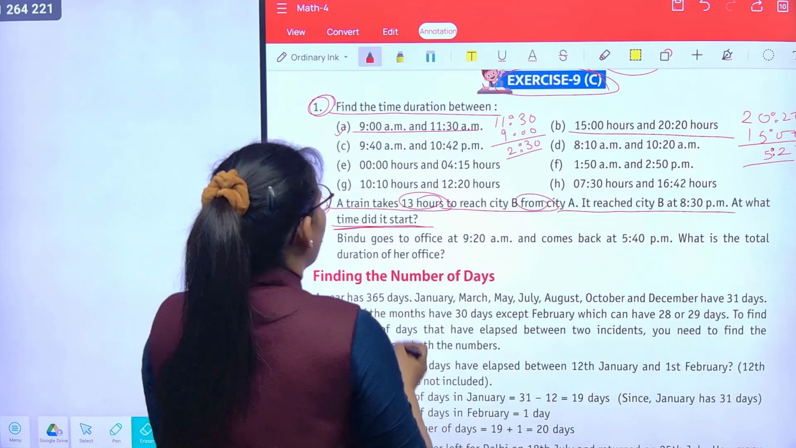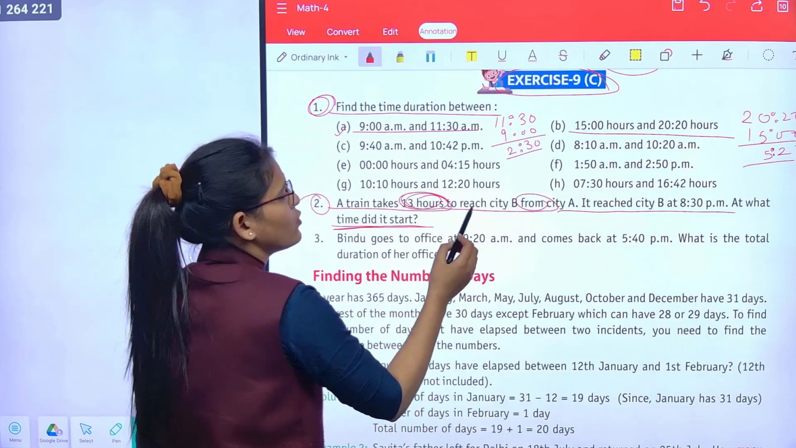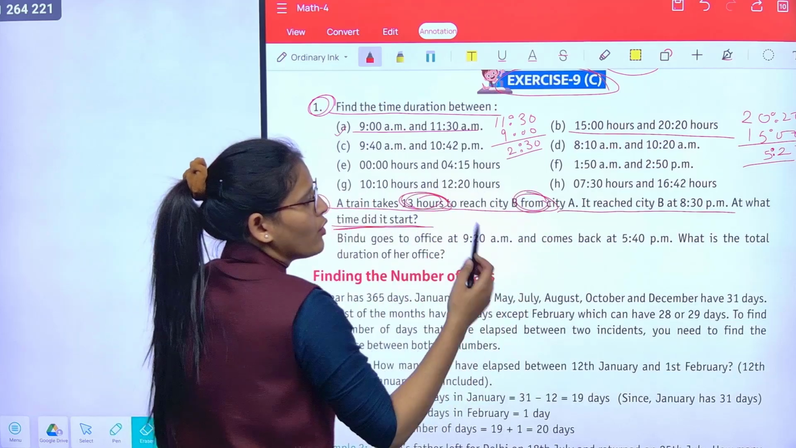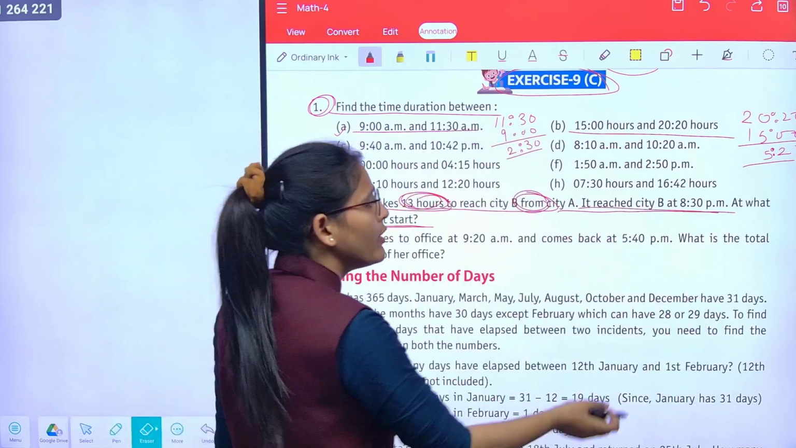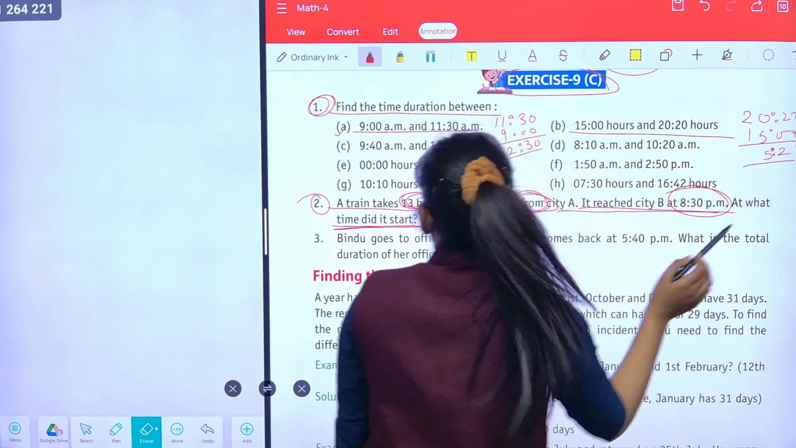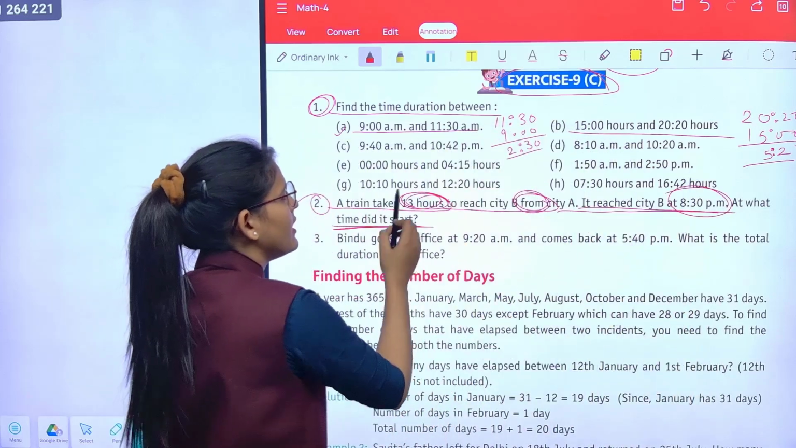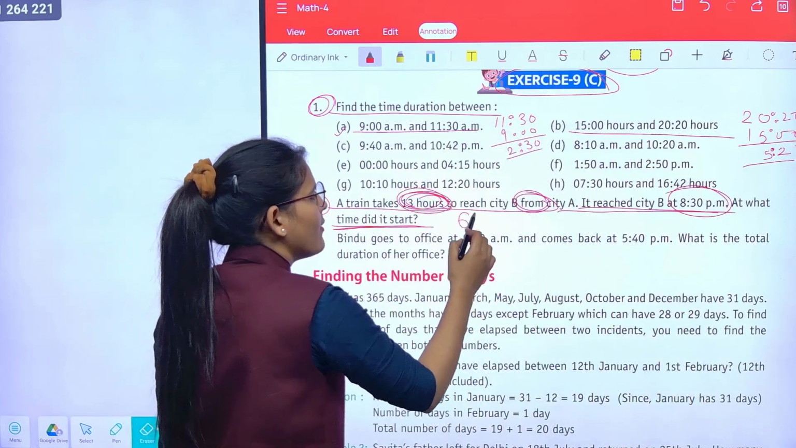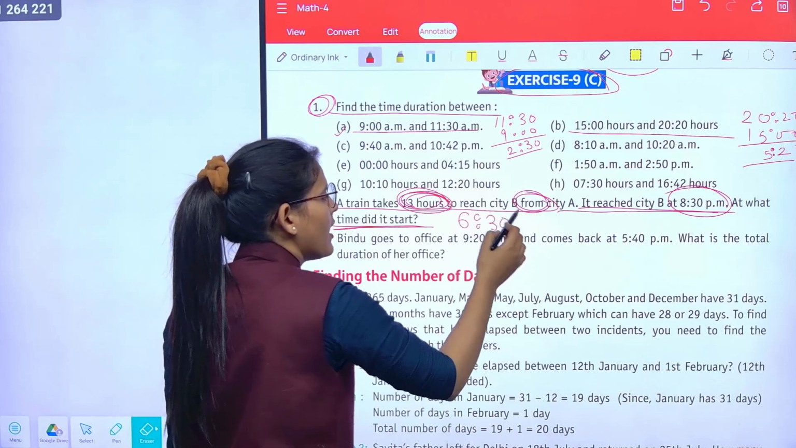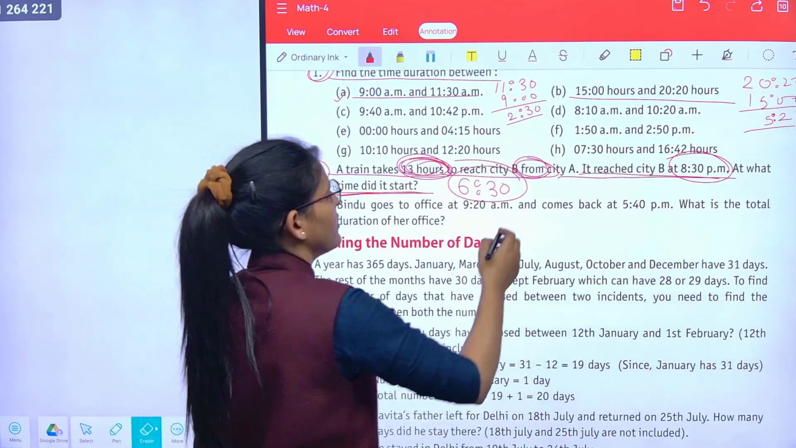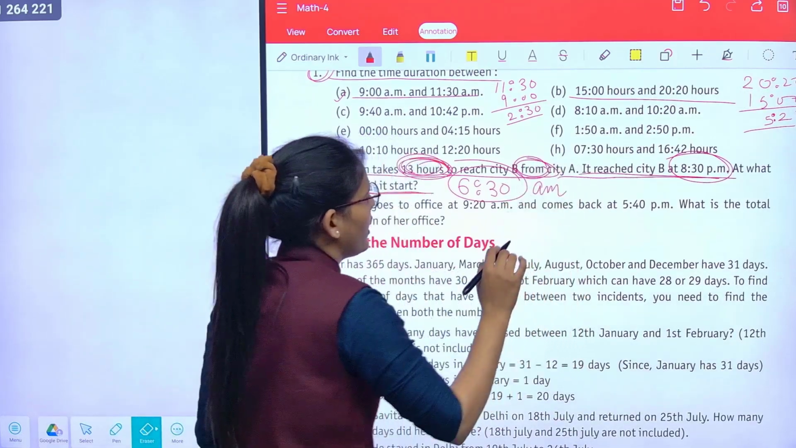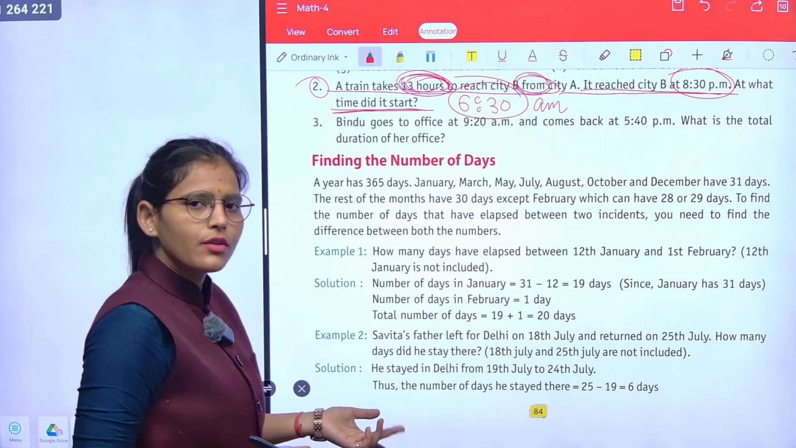Yes class, a train takes 13 hours to reach city B from city A. It reached city B at 8:30 p.m. It reached there at night at 8:30 p.m. At what time did it start class? 13 hours means 6:30 a.m. It must have left from there in the morning. Also it reached at 8:30 p.m. Okay, 6:30 a.m. Okay, now class, rest of the parts do yourself.